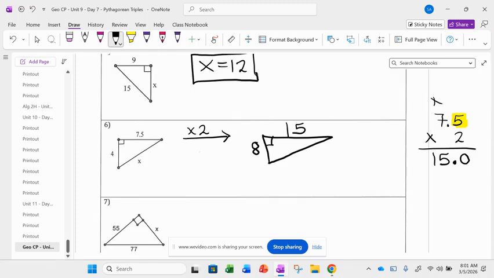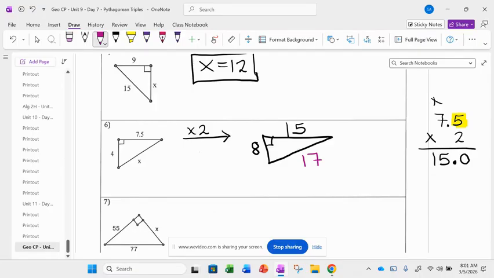So now I have an 8 and a 15 and a missing side. This is another triple. Jack C, tell me, what is the missing side in this triple? 8, 15? 8, 17. 8, 15, 17. You got it.